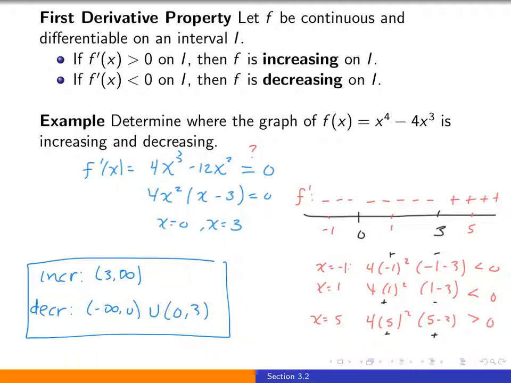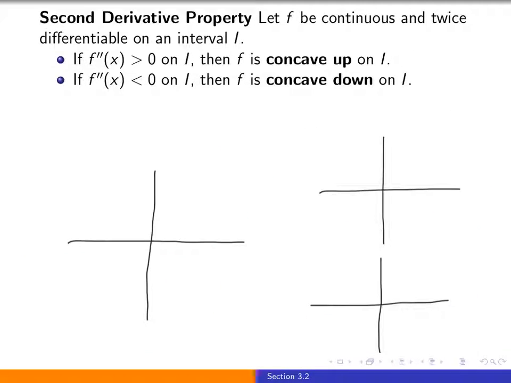Next up is to think about concavity. Similar to the first derivative property, we have something called the second derivative property. As long as your function is continuous, you can differentiate it enough times. The thing to focus in on are these two bullets here. If the second derivative is positive, the function is concave up. If the second derivative is negative, the function is concave down.